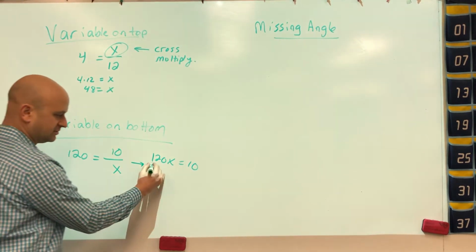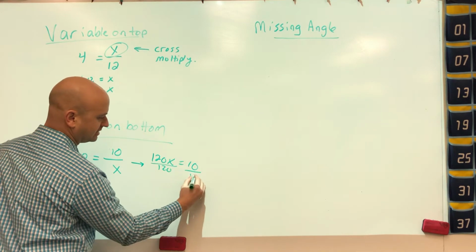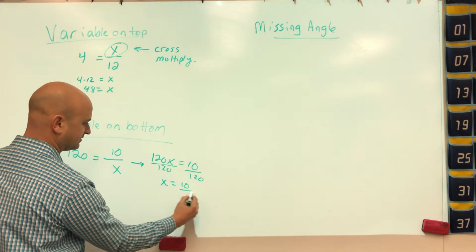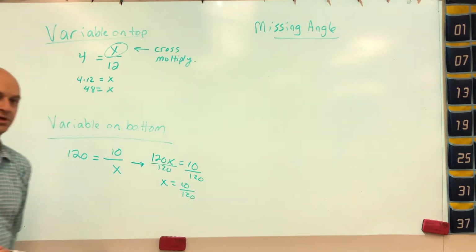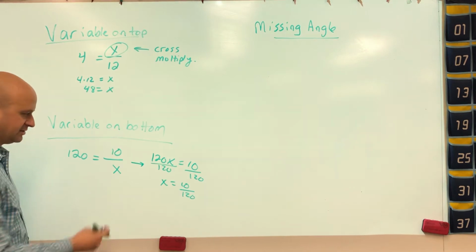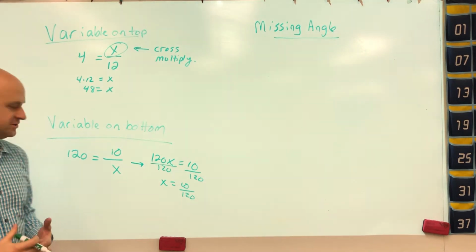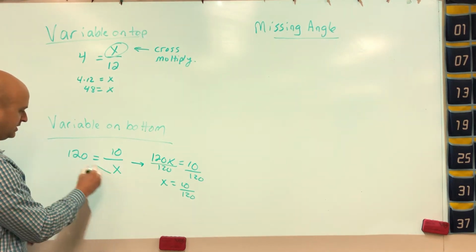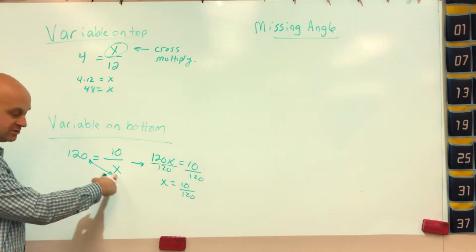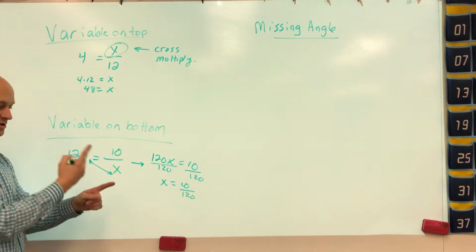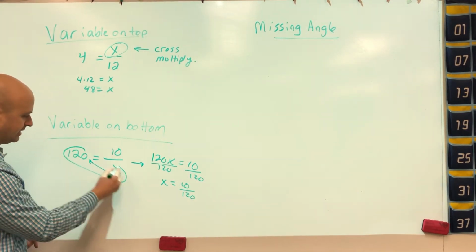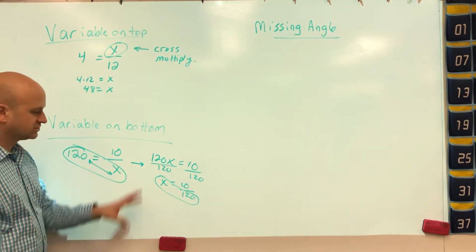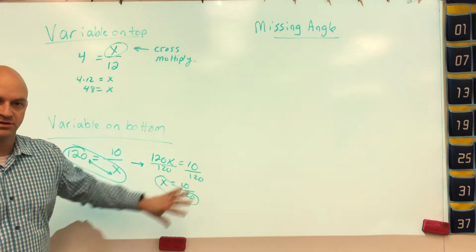And so what we would do then is to get x by itself, we would divide both sides by 120. This would give us a fraction of 10 over 120. So that's the algebra behind it, but I know a lot of students struggle with this type of calculation. So the shortcut that I've come up with is if the variable's on the bottom, these two terms here, the variable and the term not in the fraction, are gonna switch place. If we look at what happens from here to here, we notice they actually switch place. So that eliminates this step here.